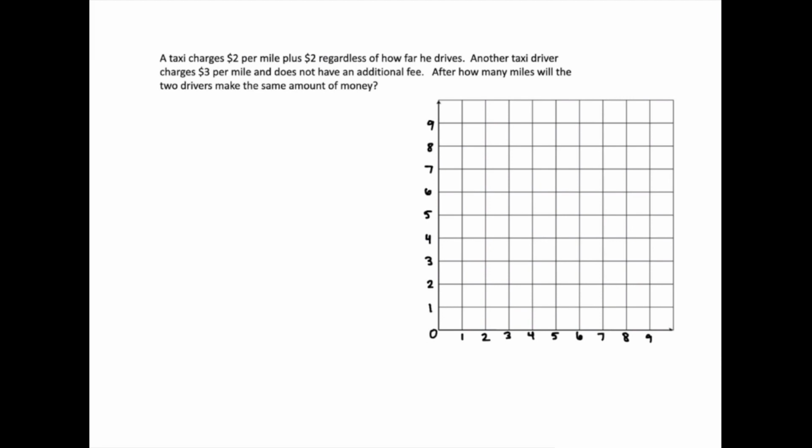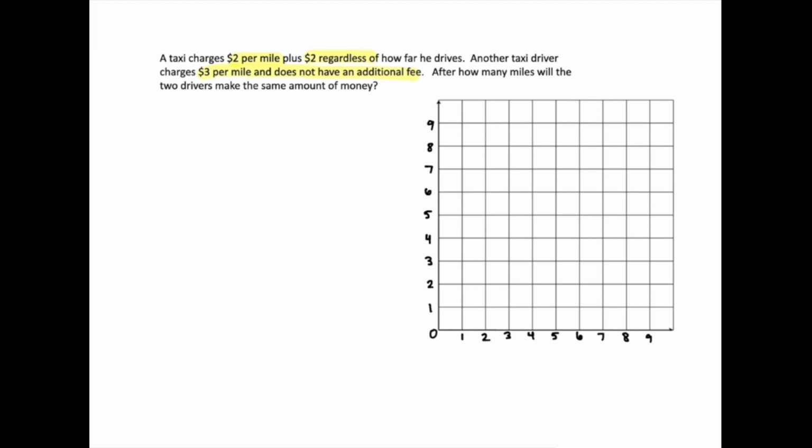On this first problem, it says that a taxi driver charges $2 per mile plus $2 regardless of how far he drives. Another taxi driver charges $3 per mile and does not have an additional fee. After how many miles will the two drivers make the same amount of money? We're looking to see where these two graphs will intersect.